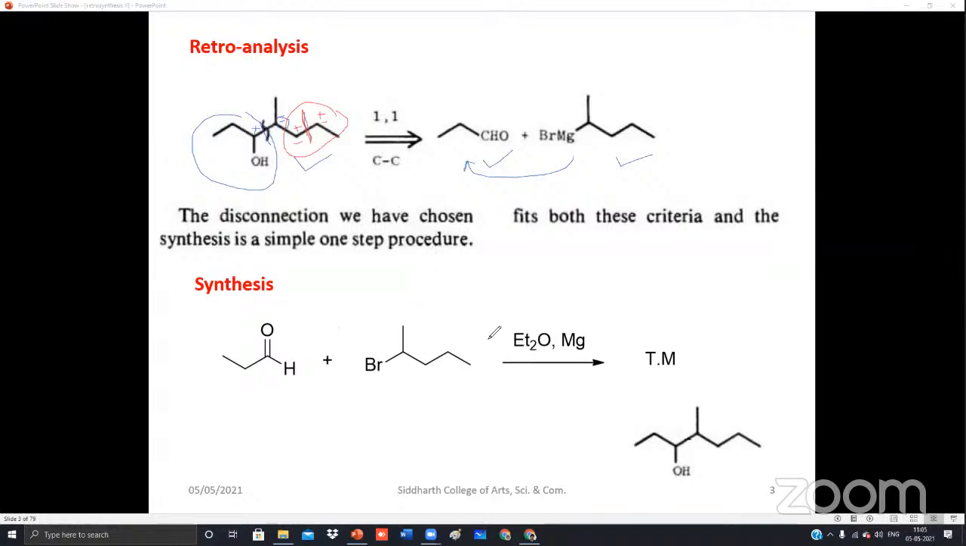This is the exact synthesis of these molecules. If this Grignard reagent is not available, you can synthesize it from the halide: you treat it with magnesium metal, you will get the in situ formation of this Grignard reagent, and then you treat it with the propanal and you will get the target molecule. This is the actual synthesis.